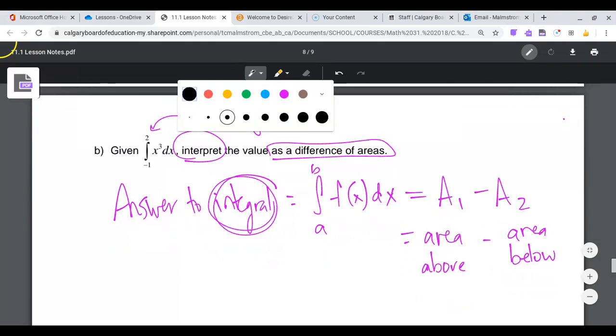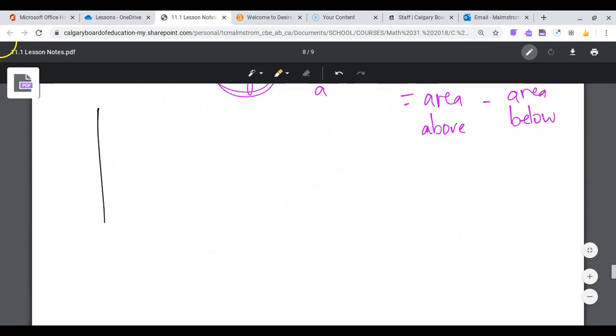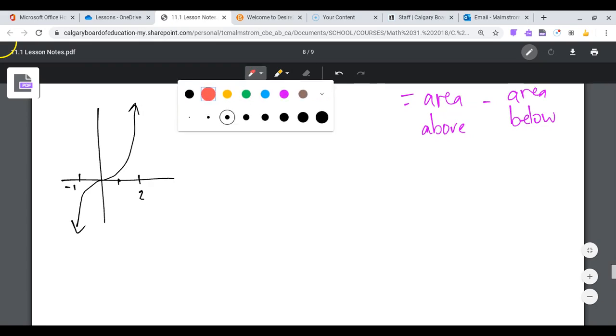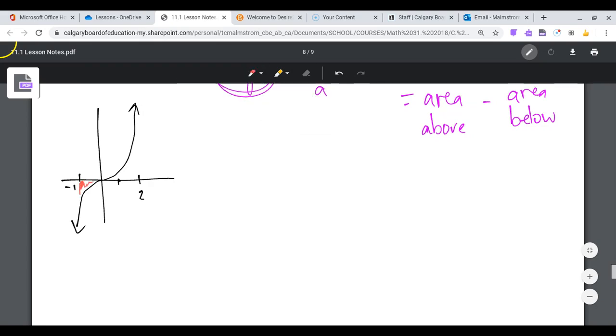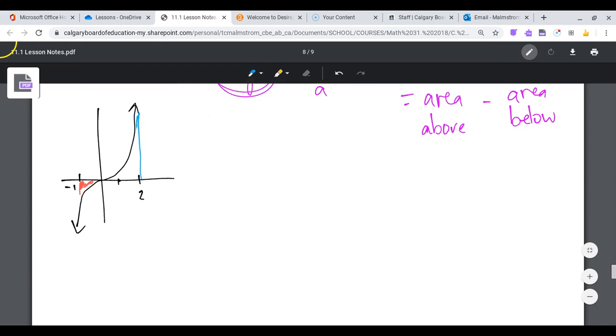And so let's draw a picture of x cubed. What does x cubed look like? Something like this. And we're going to go from -1 to 2. And so we can see that there are two regions. There's a region below, and there is a region above the x-axis.